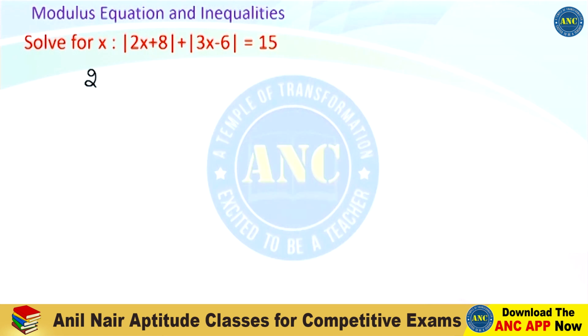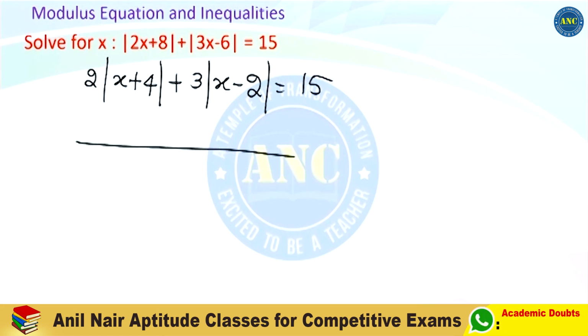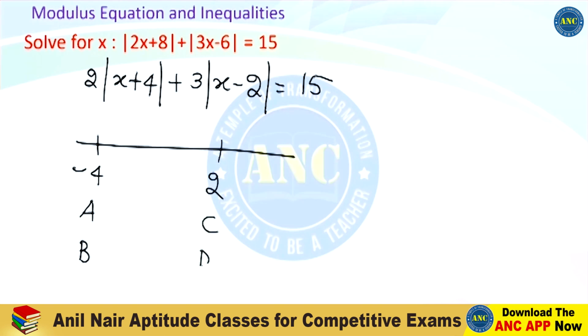Now take 2 into mod of x plus 4 plus 3 into mod of x minus 2 equivalent to 14. The first critical point is minus 4, where two people are standing, A and B. The next critical point is 2, where C, D and E are standing.